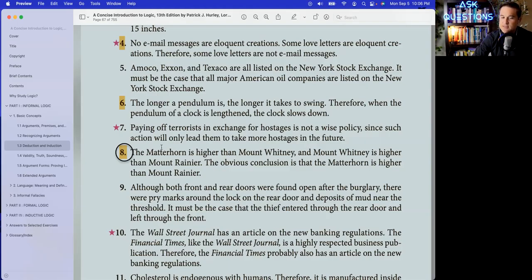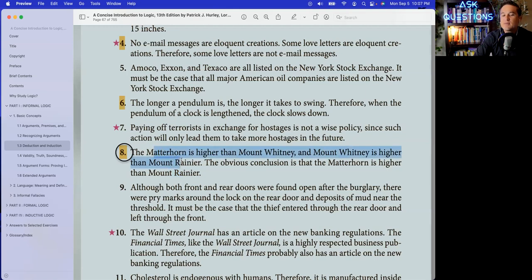Interesting. Okay, so think of these as 3 things. We've got Matterhorn, Whitney, and Rainier. And we're saying the first thing is higher than the second thing, and the second thing is higher than the third thing. So naturally, we would conclude that the first thing is higher than the third thing. So if you think through this, the logic works out.